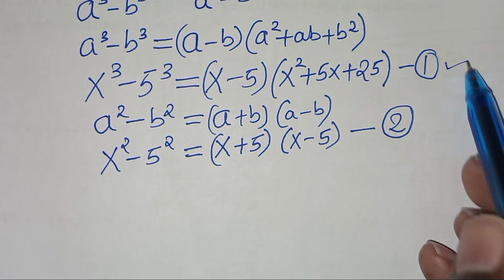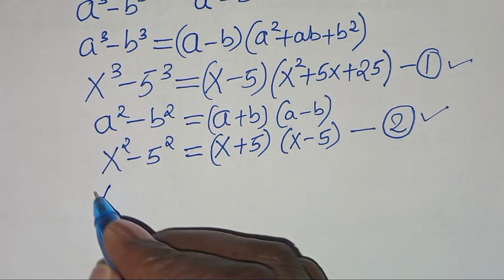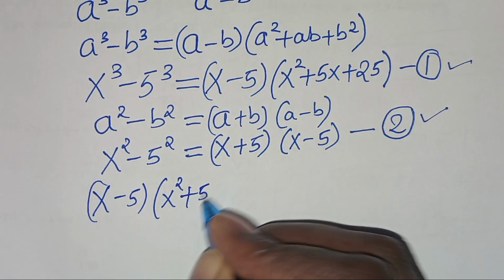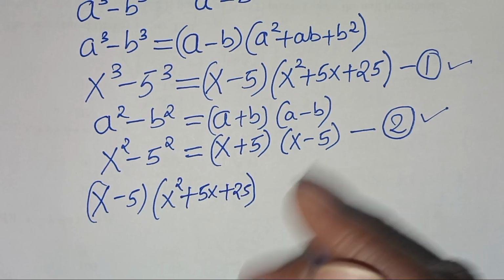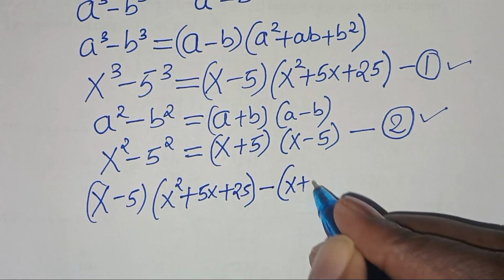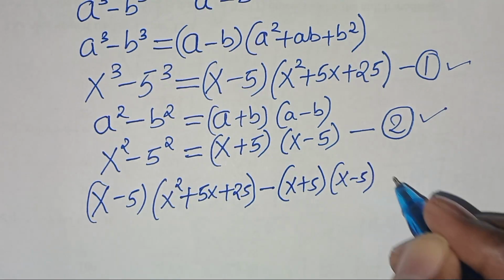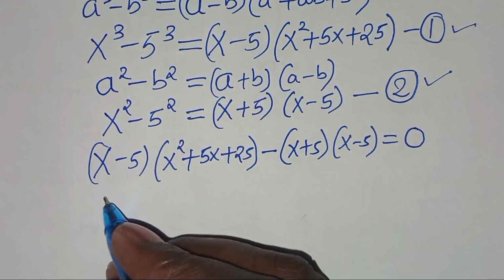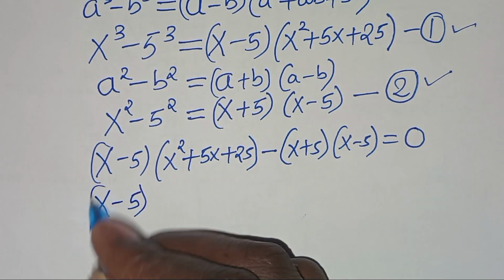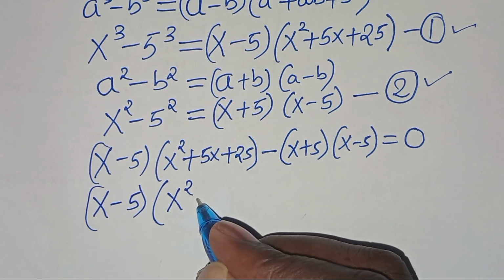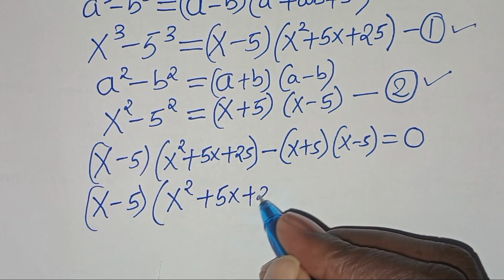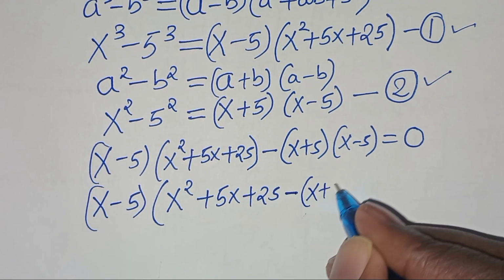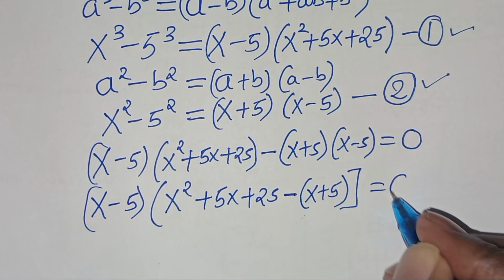Now let's combine equation 1 and 2. So here we have x minus 5, we have here x squared plus 5x plus 25. Subtract, here we have x plus 5, x minus 5. This is equal to 0. Now x minus 5 is common here. So we'll have x minus 5, and then here we have x squared plus 5x plus 25. Then subtract, here we have x plus 5, close the bracket, this is equal to 0.